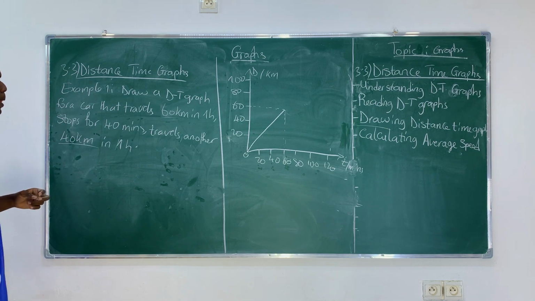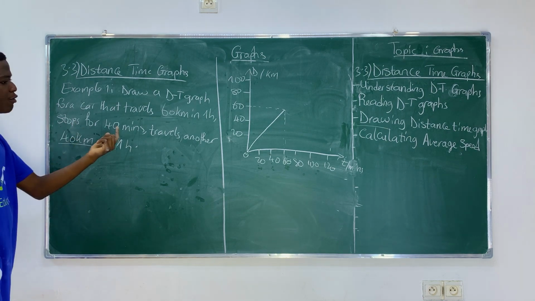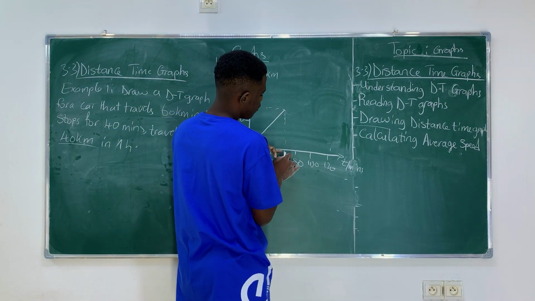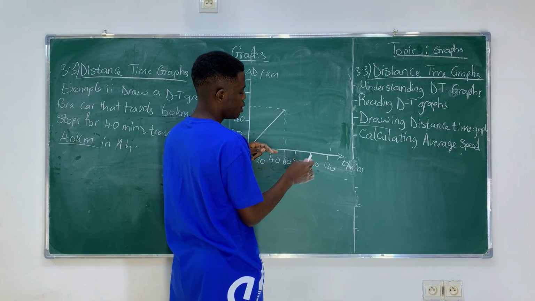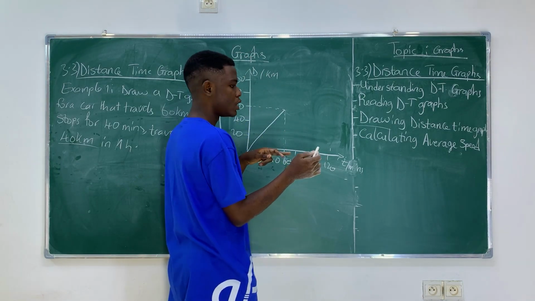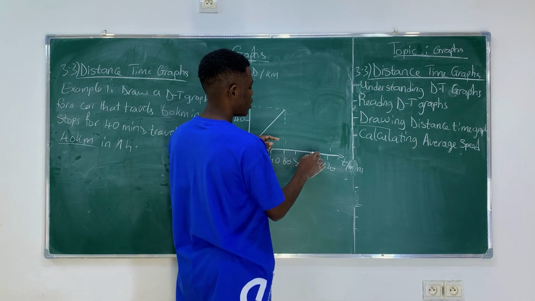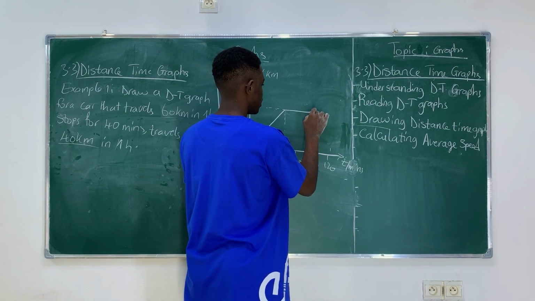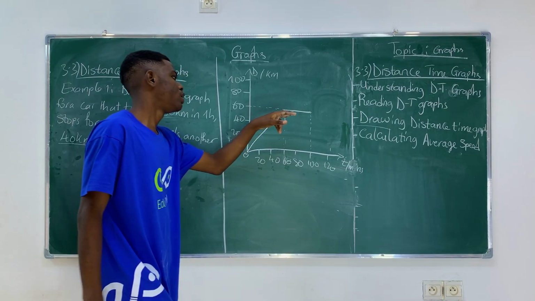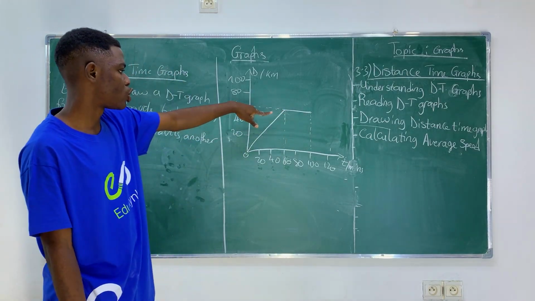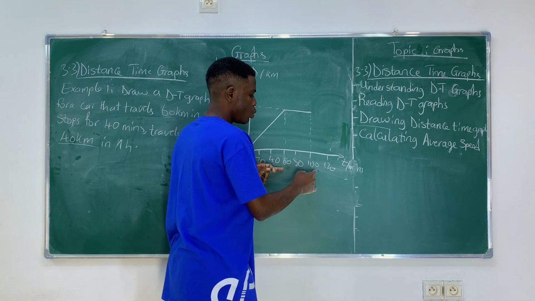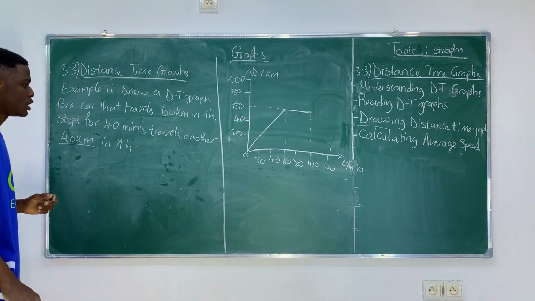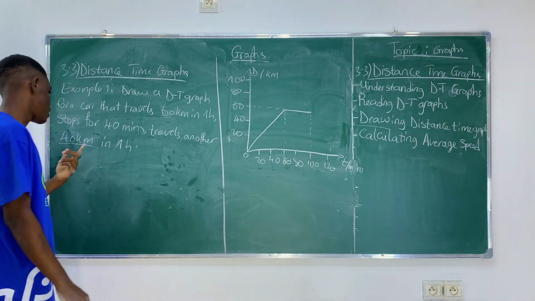What do we need to do next? The car stops for 40 minutes. So what is 40 minutes? From 60 to 80 is 20 minutes. From 80 to 100 is another 20 minutes. So from 60 to 100 is 40 minutes, right? So I'll draw here like this. This shows that he stops for 40 minutes, from time 60 to 100. What does the question say again? Travels another 40 kilometers in 1 hour.